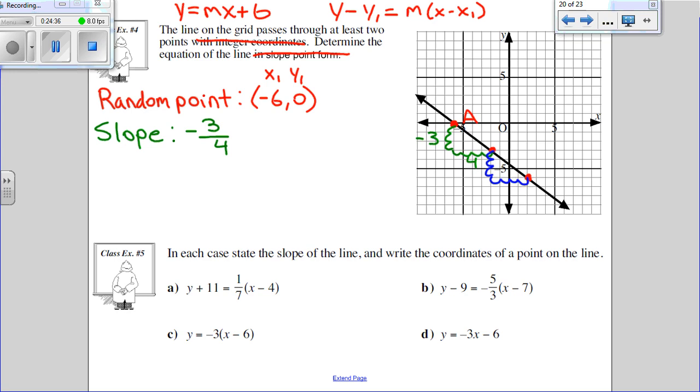You have the slope, you now have a random point, you can create an equation that represents this line. That equation would be y minus 0 equals negative 3 over 4 times (x plus 6). Notice that it's plus 6, not minus 6, because there's a double negative.